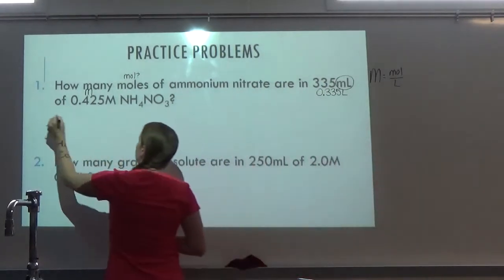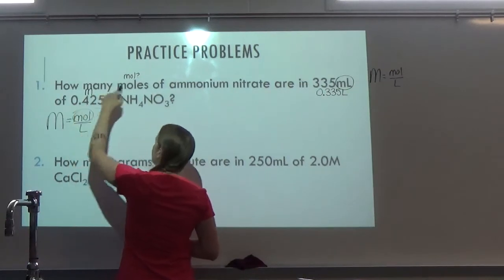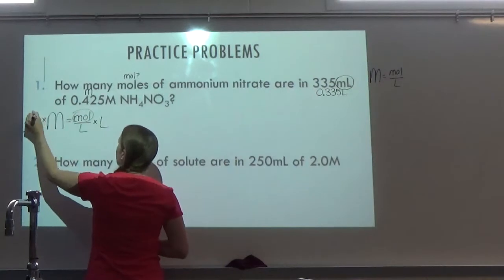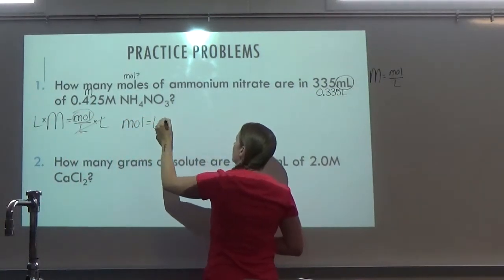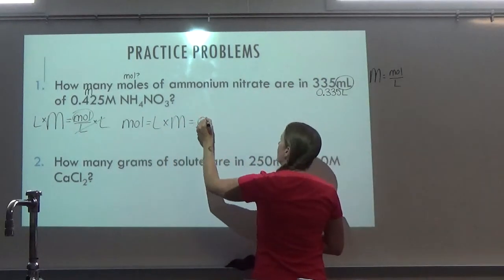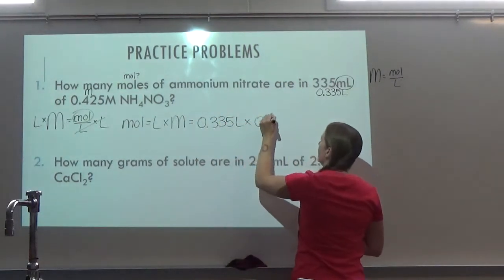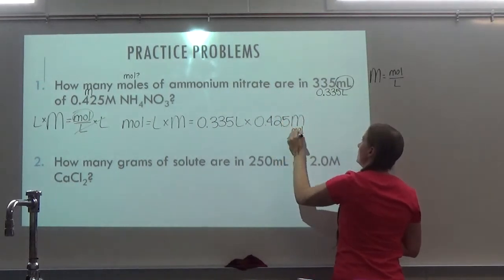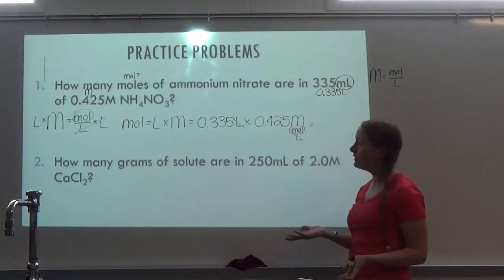Okay, so remember, molarity is moles per liter, but I'm solving for moles this time. So to get liters on the other side, I multiply both sides by liters. So moles equals liters times molarity. And then I'm ready to plug in. So I got my liters, 0.335 liters. I got my molarity, 0.425 molarity. Remember, molarity is moles per liter. So you can see that liters cancel and I have moles, which is what I want in my answer.